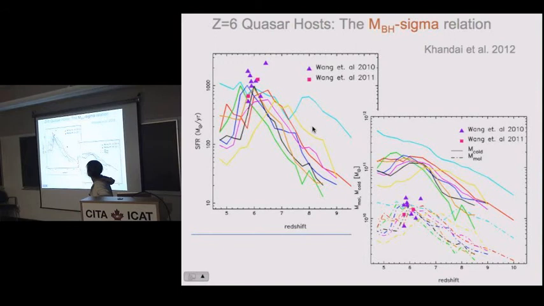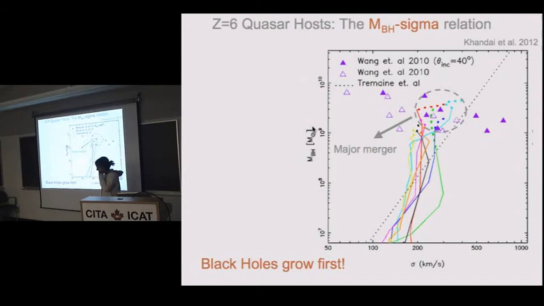And again, you can of course compare the cold gas fraction that observations infer from CO observations with what we get in the simulations. And of course, if the star formation rates are okay, the gas fractions should be okay, and they are. So there isn't a major inconsistency in reproducing the very basic properties of the hosts as constrained by observations. Then you can also see what you would get for the black hole sigma relationship from these objects.